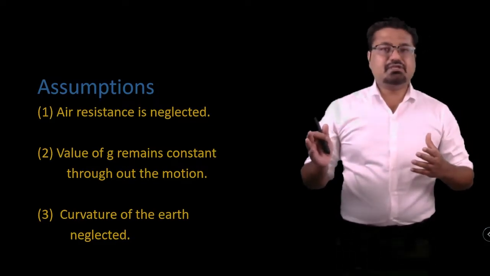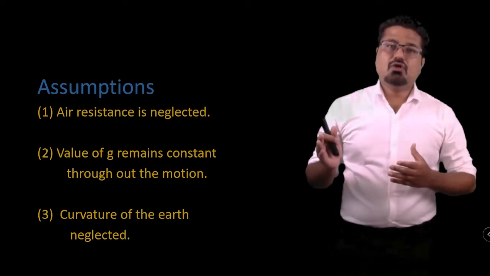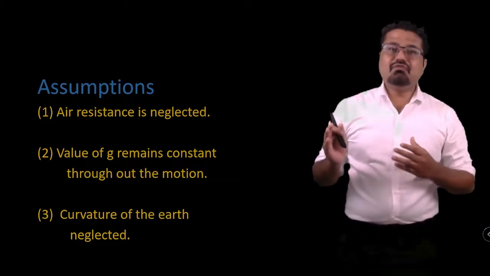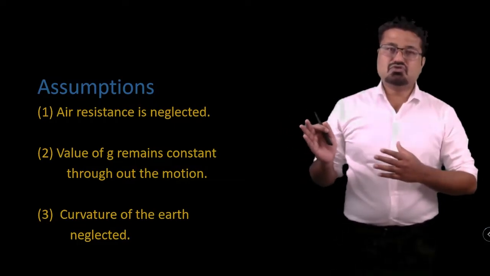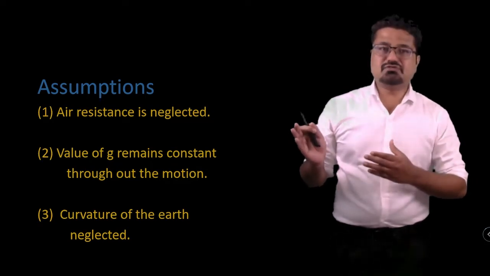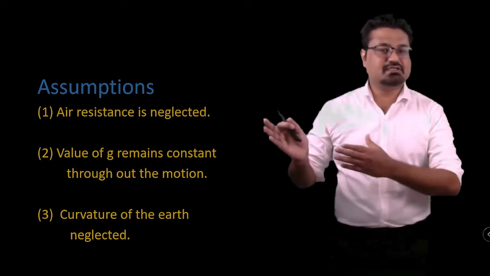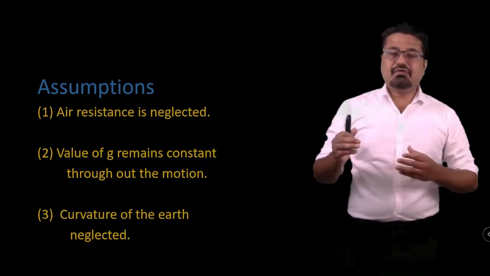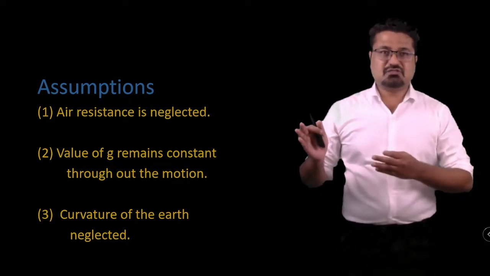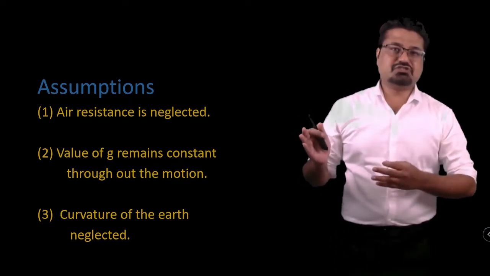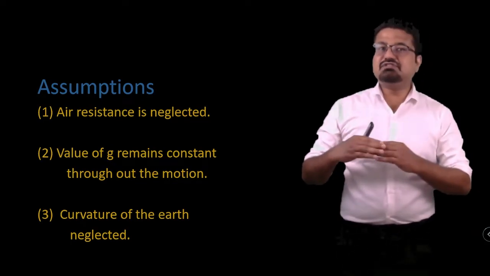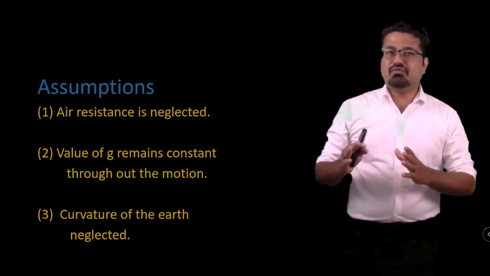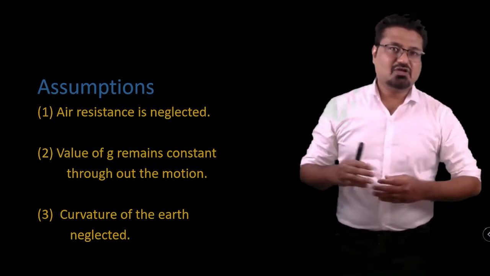To make our calculations simpler, there are some assumptions. Number one assumption is we will neglect air friction. So we will consider that the force which is acting on the object is gravity. And the second assumption is we will take the value of g, that is acceleration due to gravity, as a constant. But we know that the value of g changes with altitude. But to make our calculation simpler, we will take the value of g as a constant.